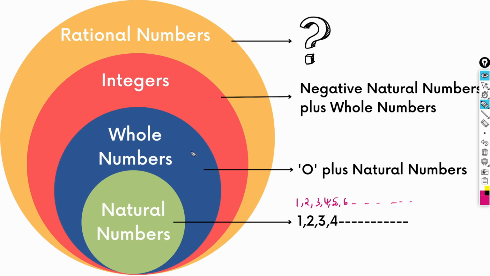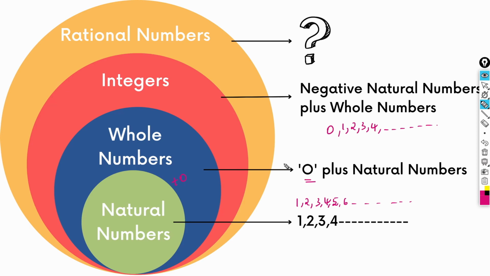So what are whole numbers? 0 plus natural numbers are called whole numbers. That means if you add 0 to the natural numbers, this becomes whole numbers: 0, 1, 2, 3, 4, etc. So natural numbers plus 0 is whole numbers.